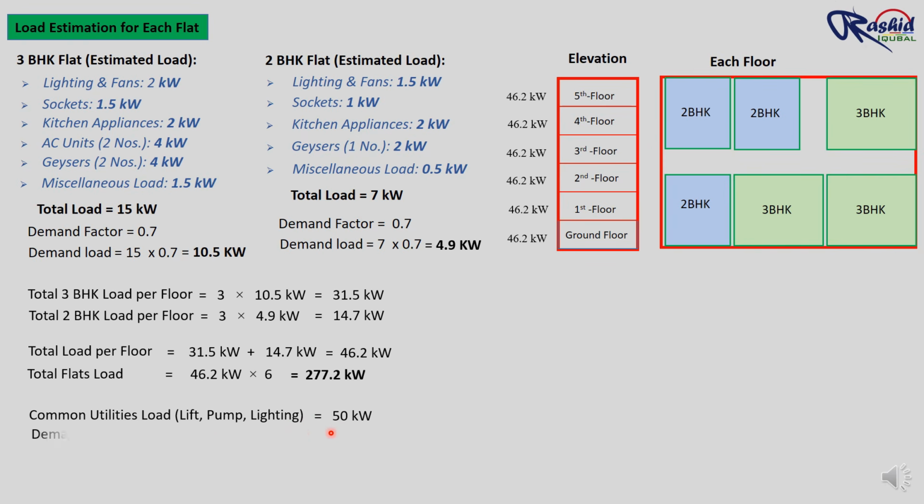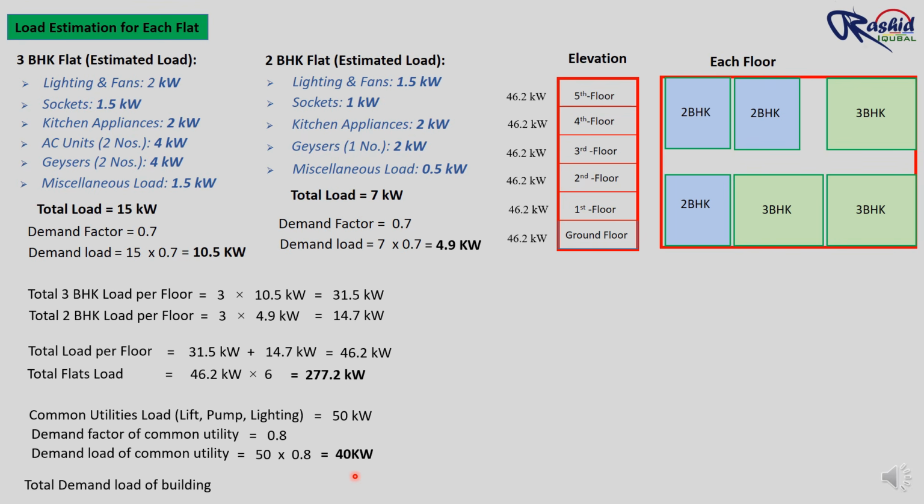Let me consider demand factor for common utility load is 0.8. Because for common utility we usually consider 0.8 or 0.9, sometimes 1. So it depends on your standard. I consider 0.8. So the demand load for common utility is 50 multiplied by 0.8 equal to 40 kilowatt. Now we will calculate the total demand load of the whole building. We already calculated for flats, that is 277.2 kilowatt, plus 40 kilowatt that we calculated here, equal to 317.2 kilowatt. This is the total demand load.